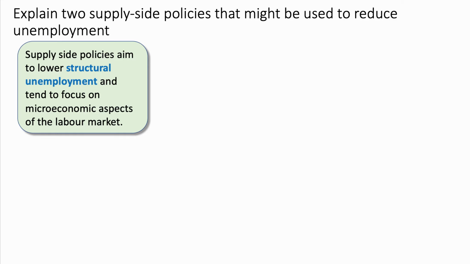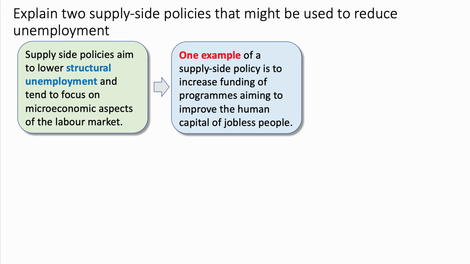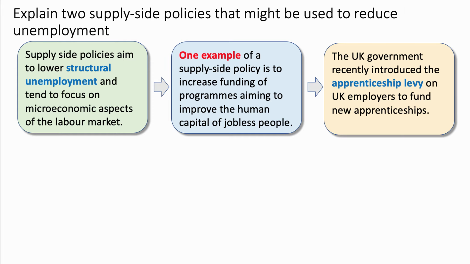So build your analysis, start off with a clear definition. Supply-side policies, of course there are many, aim to lower the rate of structural unemployment, key term, and they tend to focus on microeconomic aspects of a country's labour market. One example, again, nice clear sentence structure here, one example of a supply-side policy, go back to the question, is to increase funding of programs aiming to improve the human capital of people who don't have a job.